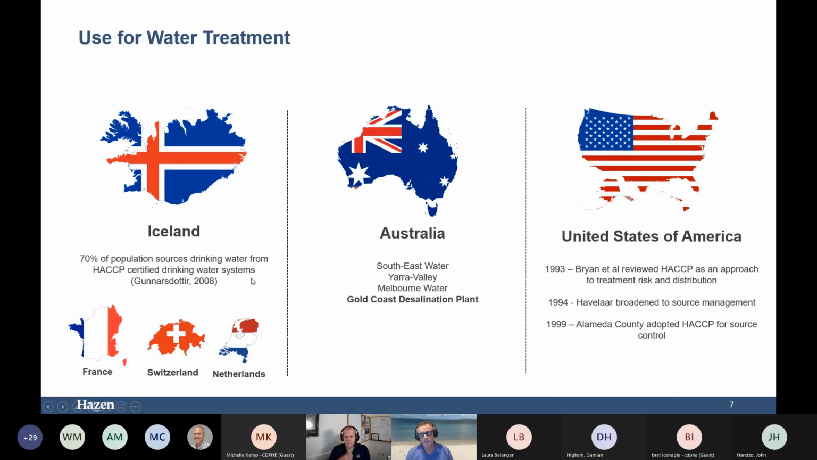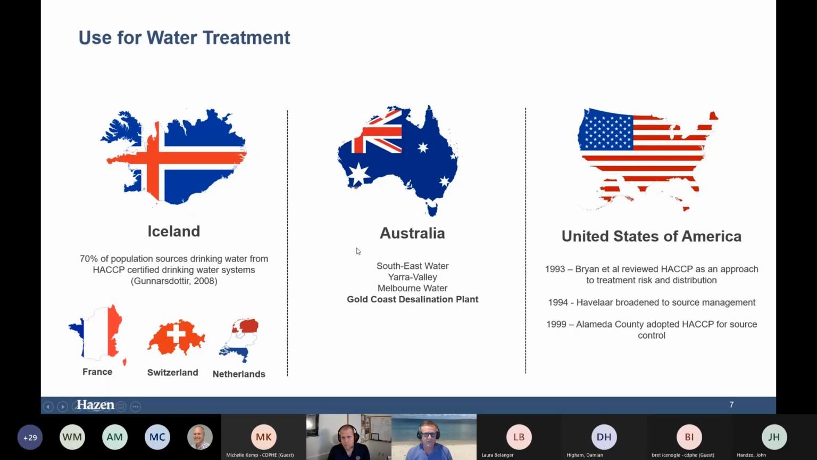It's used for water treatment systems worldwide. It gets a lot of use in Europe, and that's probably not surprising given that ISO standards are commonly applied in a European context. I remember researching this for some of the work that we've subsequently done for some drinking water projects, and of all countries, Iceland actually has 70% of the population served by drinking water systems that are certified to HACCP. It's used extensively in France, it's used in Switzerland, it's used in the Netherlands as well.